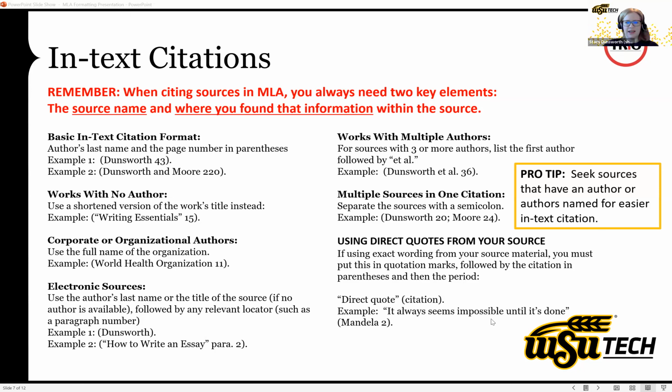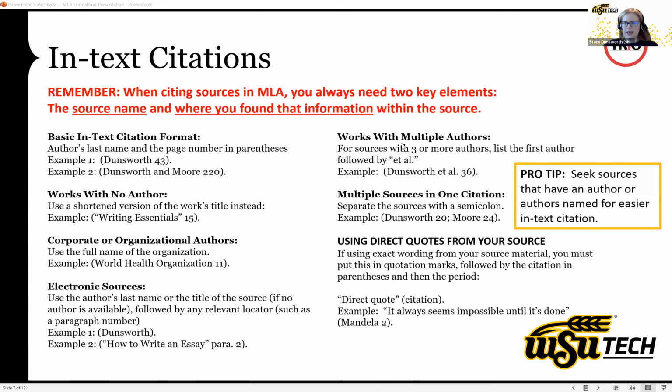So this is a guide that you can follow for how to do the citations. For example, if you don't have an author listed on one of them, you use a shortened version of the work's title instead. If you have a corporate or organizational author, then you use the full name of the organization. This takes the place of an author name, but it's still the source where the work came from.